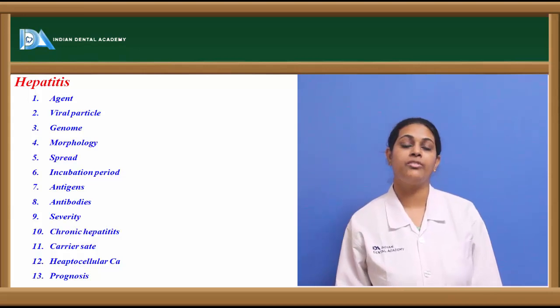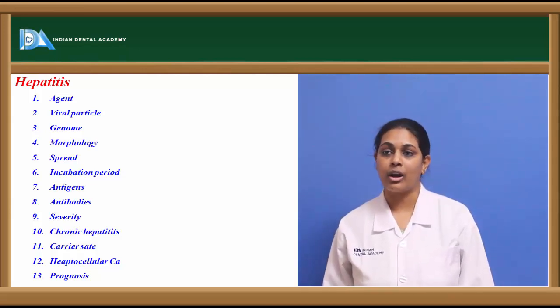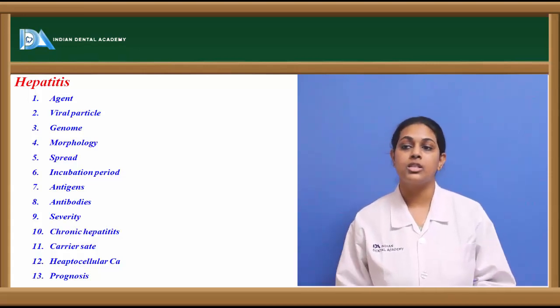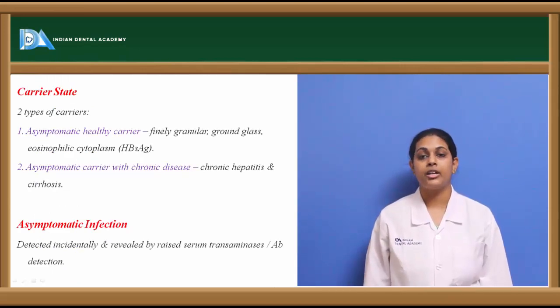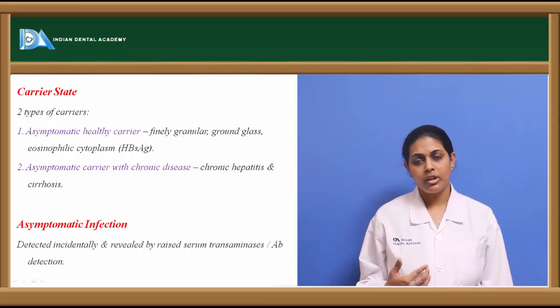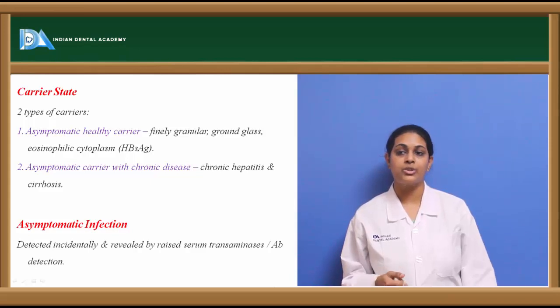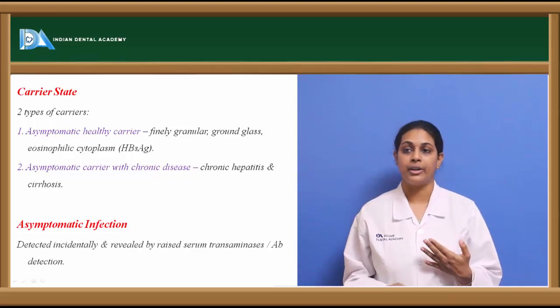Coming to the carrier state, we usually find 2 types of carriers. One is the asymptomatic healthy carrier, where patients show microscopically fine granular ground glass, eosinophilic cytoplasm, which represents the surface antigen of the hepatitis virus. Other than that, we also see an asymptomatic carrier with chronic disease, where the patient is associated with chronic hepatitis, and cirrhosis of the liver can also be seen. The asymptomatic condition is usually detected incidentally, revealed with the help of raised serum transaminases, or antibody detection can also help in identification of this asymptomatic phase of viral hepatitis.